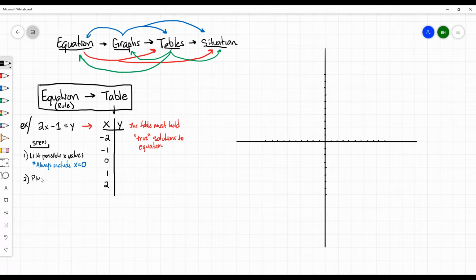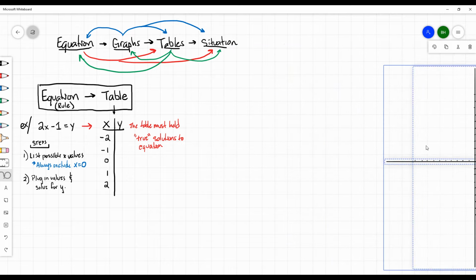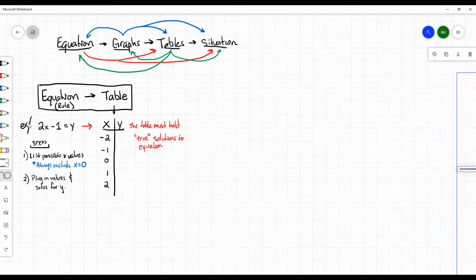Plug in the values and solve for y. So for each one of these numbers, you're going to take those values and plug them in to the equation and then ultimately solve for y. So for that, let me move this graph. We're not going to need it for this video. Let me just slide that over off to the corner. We don't need that here.